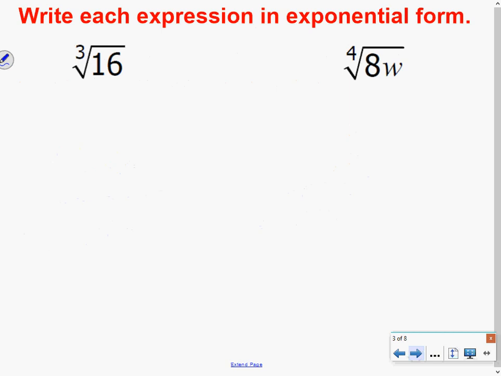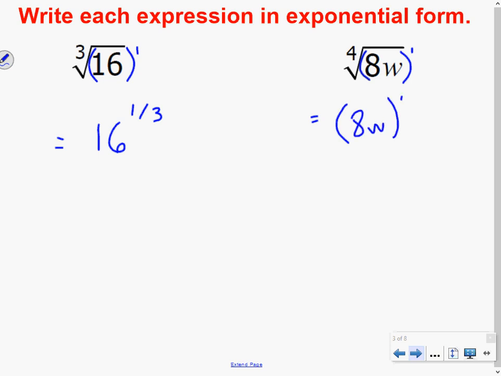Okay, we can also go the other way. If I want to go from radical form to exponential form, I am going to essentially take whatever's underneath my radical, put it in parentheses, consider the exponent that's there, and then divide that exponent by the index. So this would be the same as 16 to the 1/3 power. Over here, I'm going to put all of the 8w in parentheses to the first power, and then divide that exponent by the index. So this would be the same as 8w to the 1/4 power.